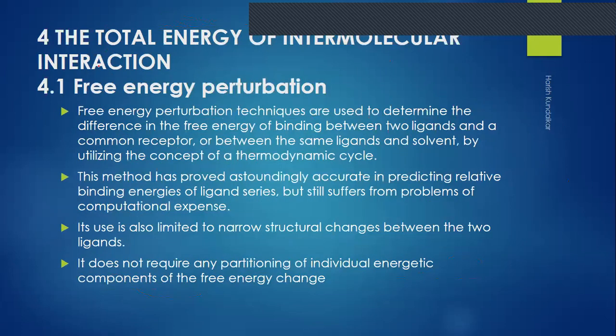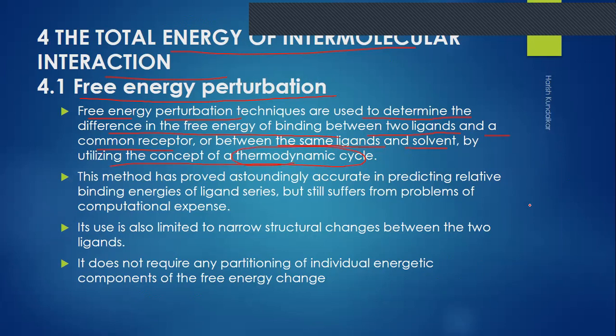Then let us talk about the next concept, that is total energy of intermolecular interaction. We said that there are methods for calculating the intermolecular interaction, and the first method is free energy perturbation, which we had talked about in the previous lecture. Free energy perturbation techniques are used to determine the difference in the free energy of binding between two ligands and a common receptor, or between the same ligand and solvent, by utilizing the concept of thermodynamic cycle.